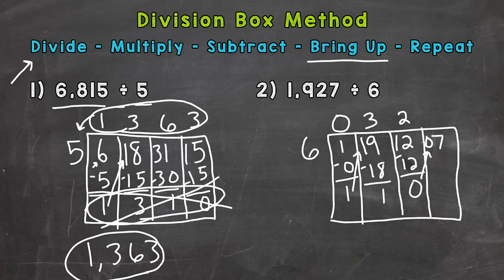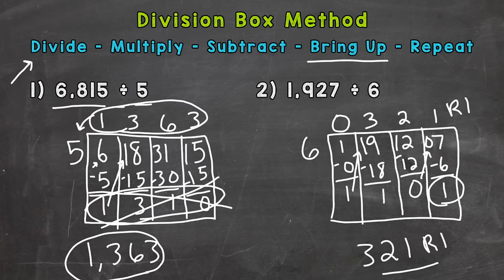How many whole groups of 6 out of 7? 1. 1 times 6 is 6. 7 minus 6 is 1 here. So that 1 is going to be our remainder. So we get 321 remainder 1. I'm going to rewrite our answer here. 321 remainder 1.